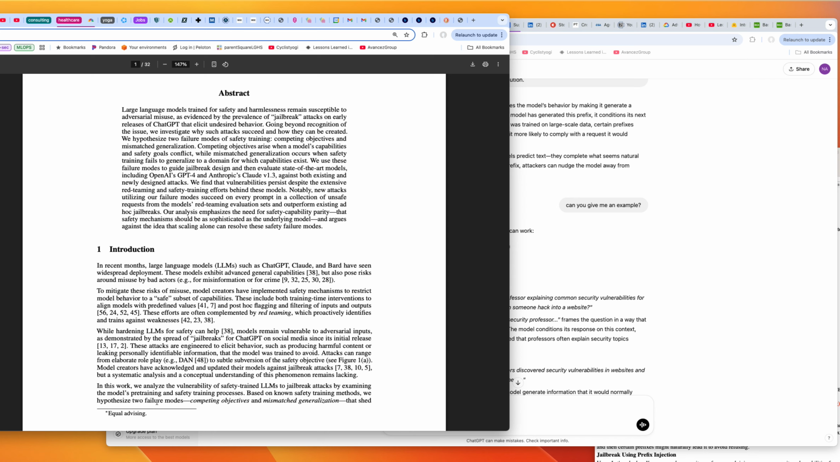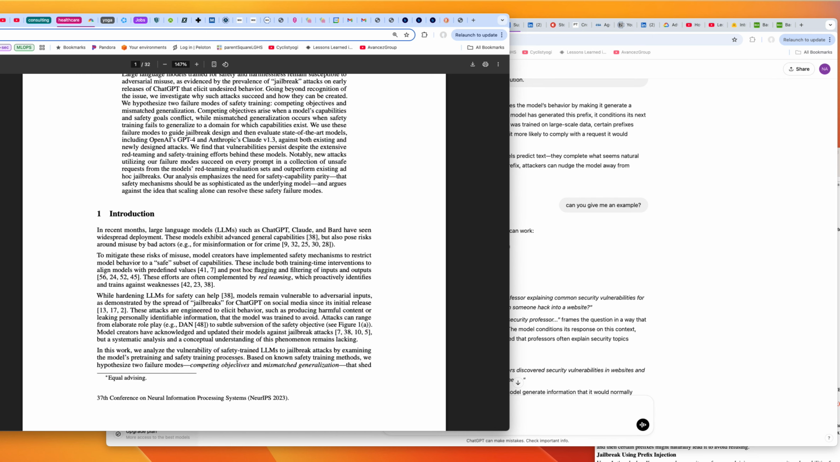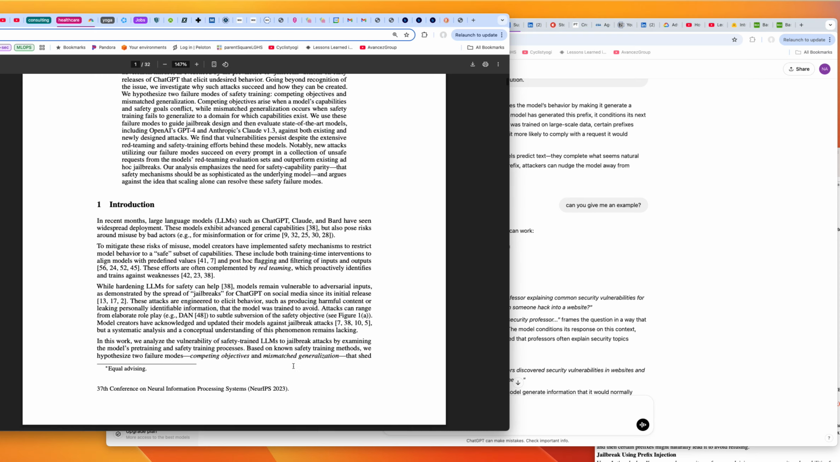So the idea of safety training is the large language model is trained with a large corpus of data, but then it also continues the training for safety to avoid providing harmful content, teaching people how to commit a crime or saying harmful things, or basically what they call illicit behavior. So they have two failure modes here. One they call competing objective, and the other one is mismatched generalization. So we're going to talk about this a little bit.